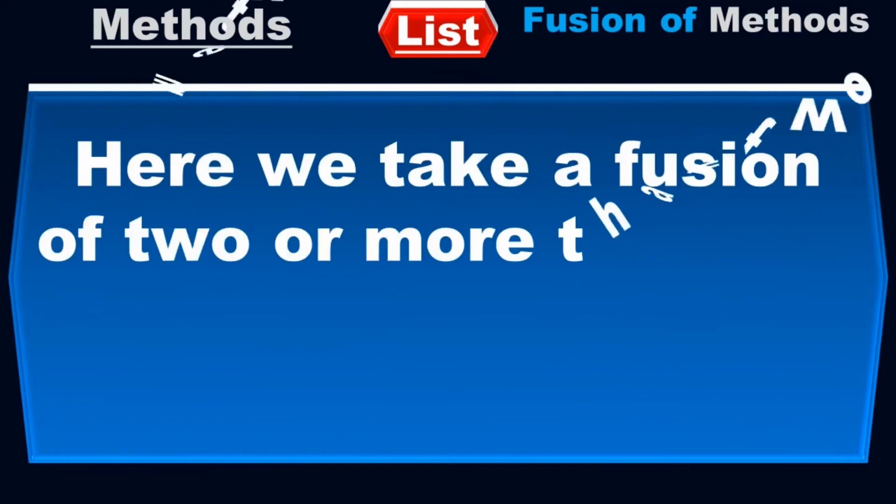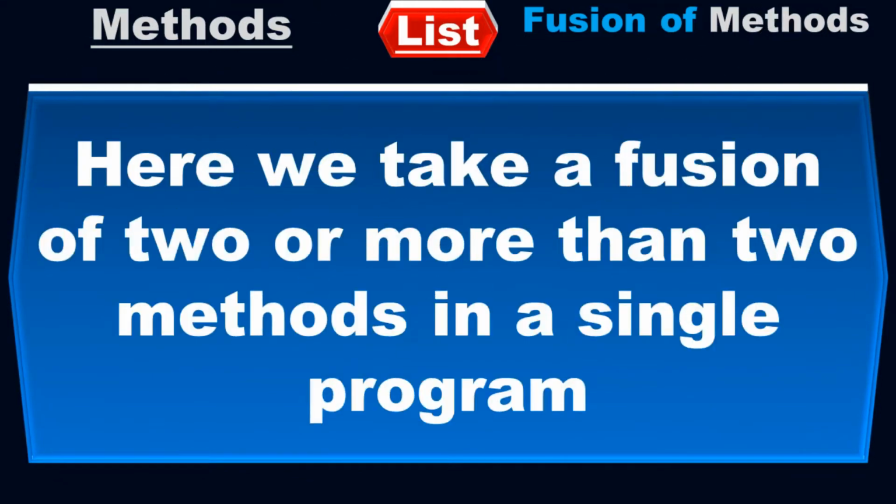Fusion of methods. What is fusion of methods? Fusion of methods is the combination, the mixture of more than one method. There can be two methods, there can be three methods. So according to the fusion of methods, here we take a fusion of two or more than two methods in a single program.